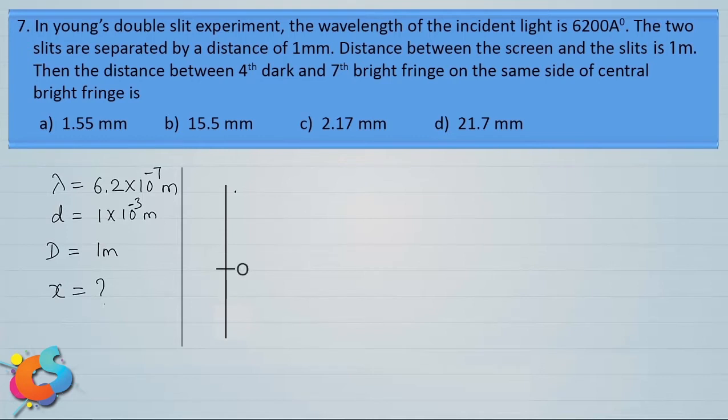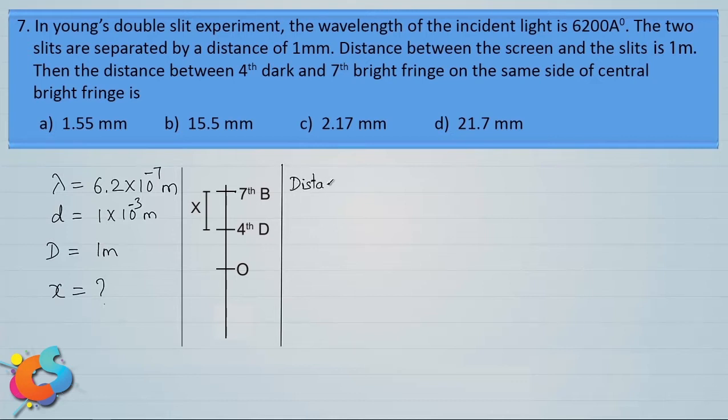Now if this is the central bright fringe, you can say that this is some fourth dark, and somewhere here we have the seventh bright, and let's find the distance between this fourth dark and seventh bright. In order to do so, we'll have to find the distance of the fourth dark from the center, then find the distance of the seventh bright from the center, then take the difference between those two distances. Let's find the distance of the fourth dark first.